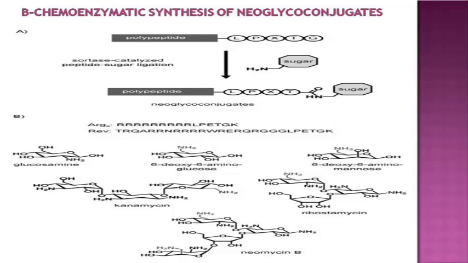Second, the chemoenzymatic synthesis of neoglycoconjugates. This method provides a new way for introducing glycans into peptides and proteins. It is an important approach to obtain homogeneous glycoconjugated polypeptides by linking pre-synthesized glycosylated building blocks to other peptide segments. Here, figure A represents Sortase-catalyzed peptide-sugar ligation to obtain neoglycoconjugates. Figure B represents examples of oligopeptides, amino sugars, and aminoglycoside antibiotics that can be used in this study.